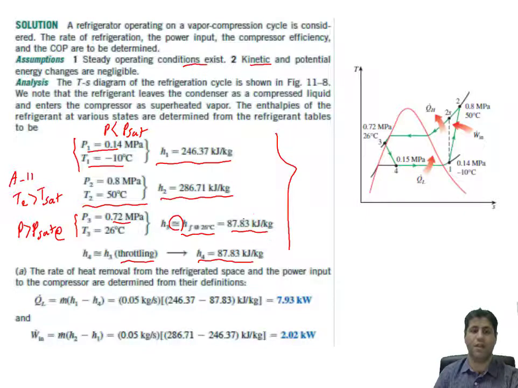We have already found the enthalpy for the different states. The rest is similar to the previous example. Q dot L is equal to m dot times H1 minus H4.